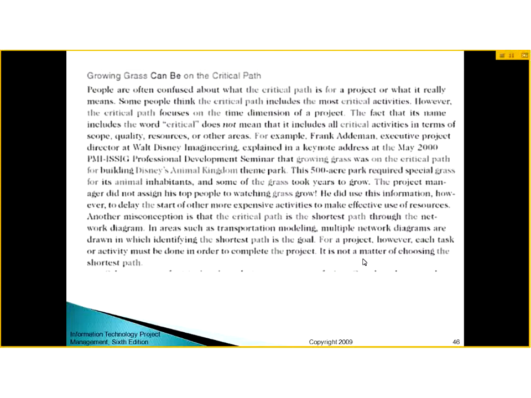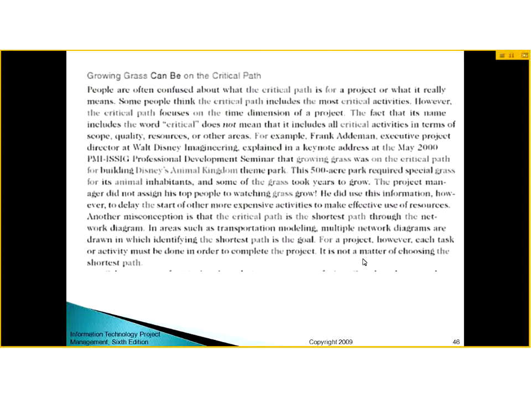For example, Frank Adiman, Executive Project Director at Walt Disney Imagineering, explained in a keynote address in May 2000 at the PMI ISSIG Professional Development Seminar that growing grass was the critical path for building the Disney Animal Kingdom theme park. This 500-acre park required special grass for its animal inhabitants, and some of the grass took years to grow. The project manager did not assign his top people to watching grass grow. He did use this information, however, to delay the start of other more expensive activities to make effective use of resources.